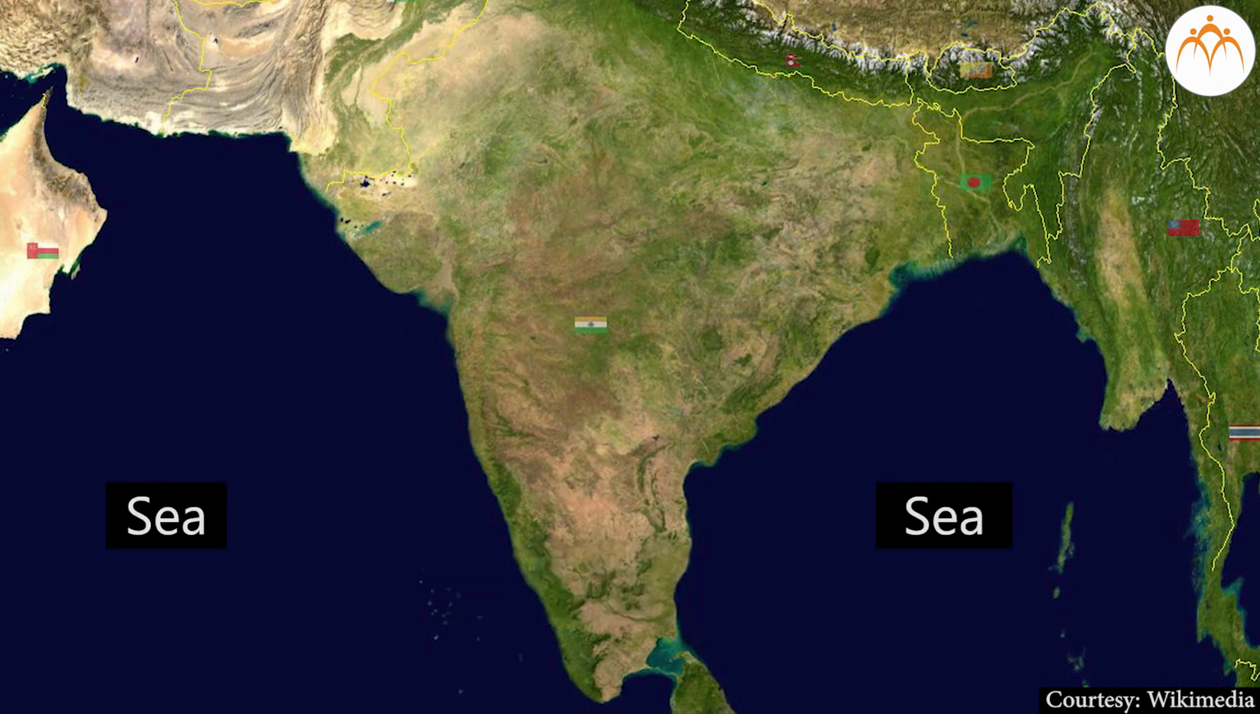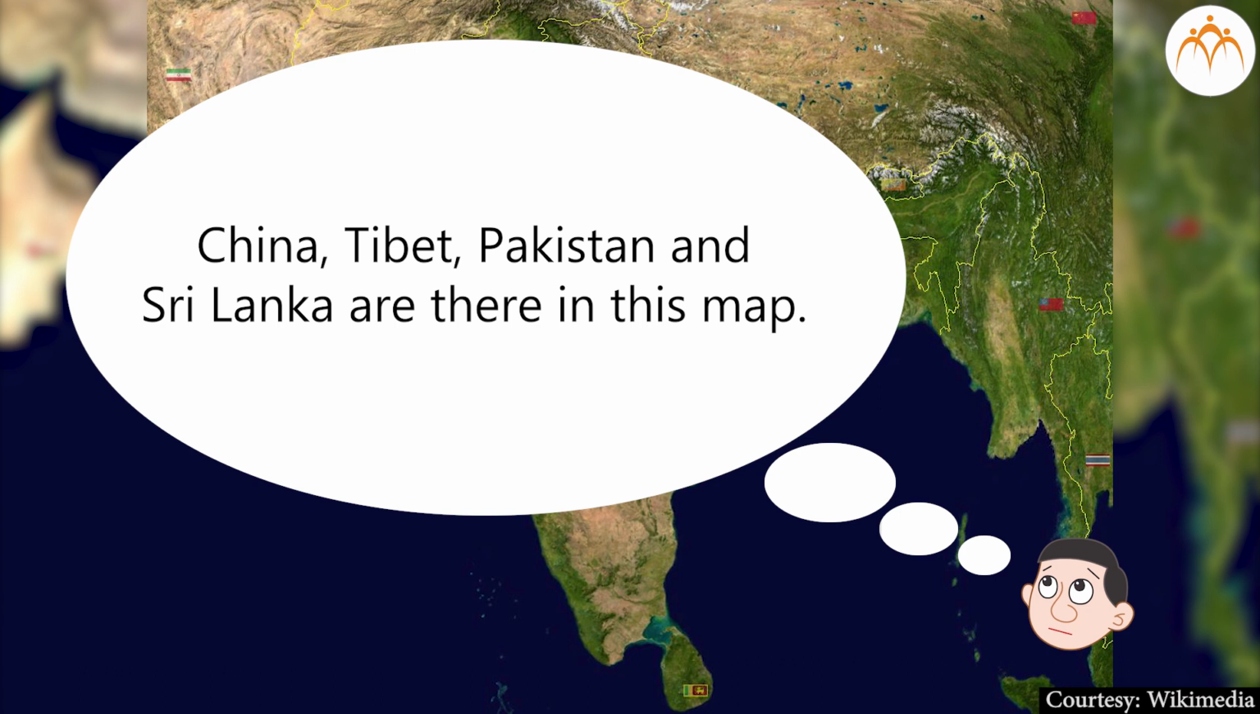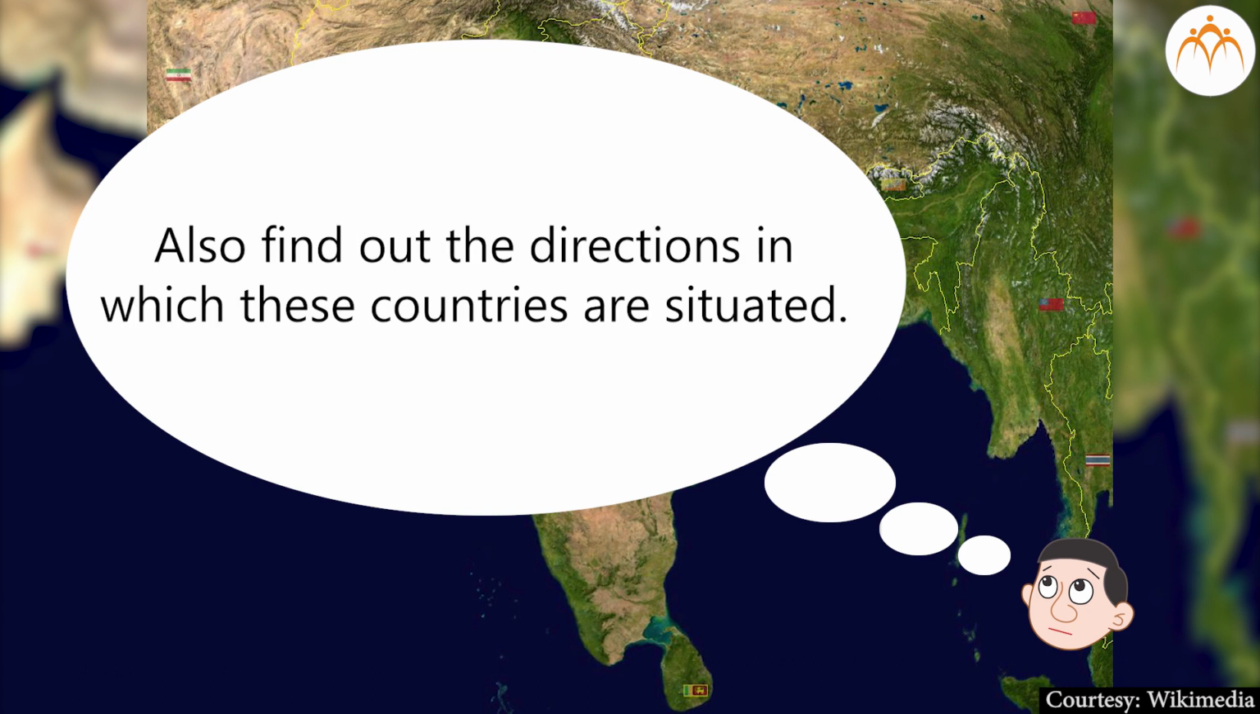The sea is shown on east and west of the map. The islands on either side of India are also seen here. See if China, Tibet, Pakistan and Sri Lanka are there in this map. Also find out the directions in which these countries are situated.